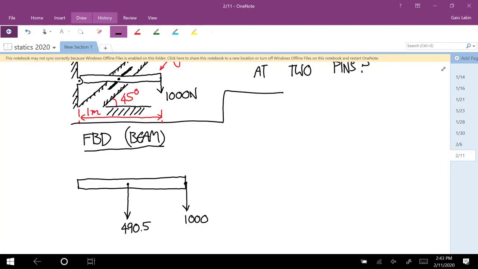So there's a full unknown vector, I'll call that RL for left. Sketch this slot in. This is at 45 degrees. And the force is perpendicular to that.